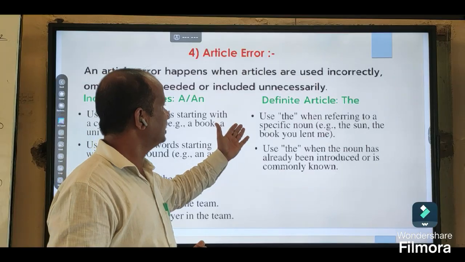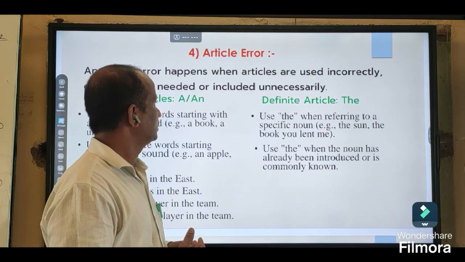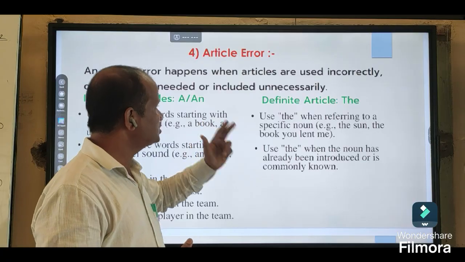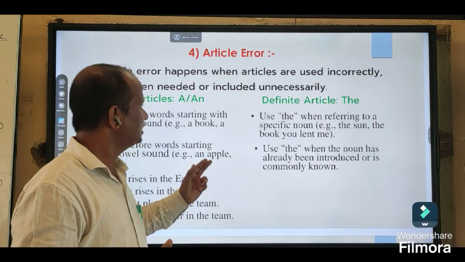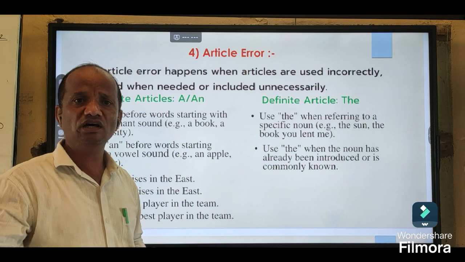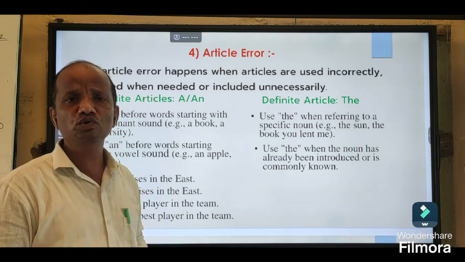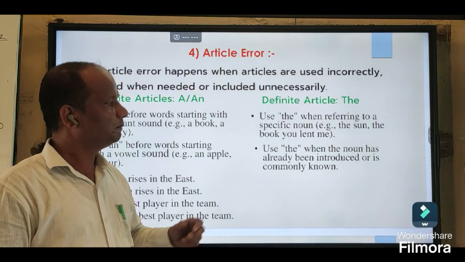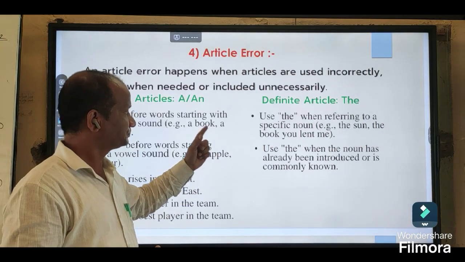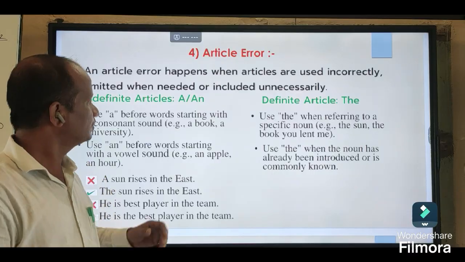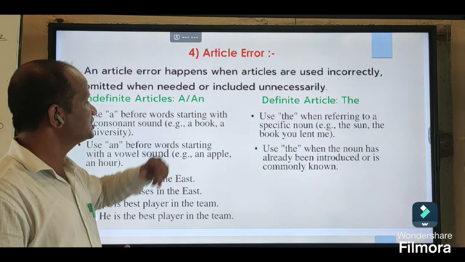Then the definite article, the, is used before a unique thing. With specific nouns, the article is also used before those things which were mentioned earlier, and when we have to refer to those things next time or in the next part also. So when we take these rules of articles into account, we will be able to avoid this error.